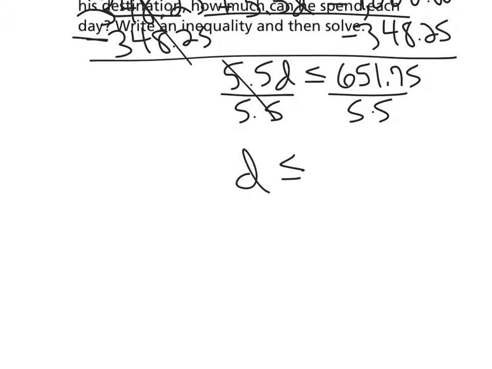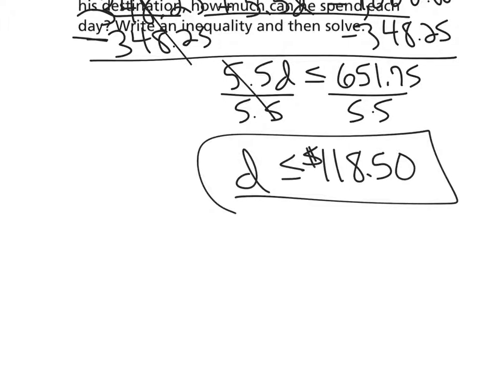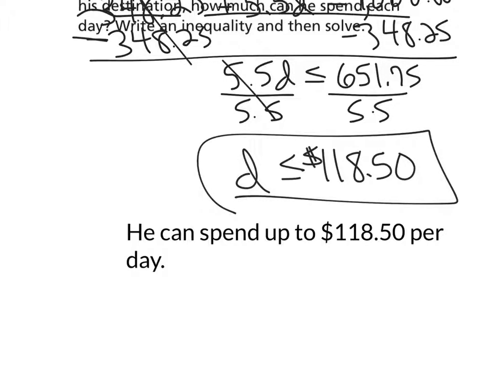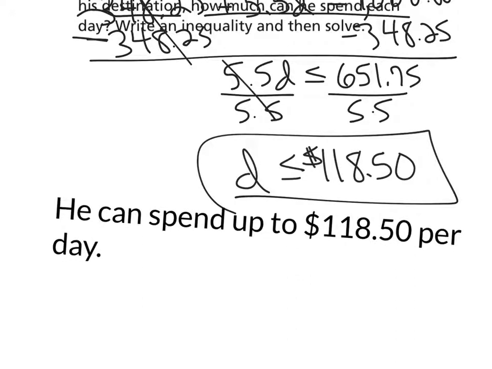When you work that out, D should be less than or equal to 118.5, which means $118.50. And again, we could give a sentence description there. He can spend up to $118.50 per day.